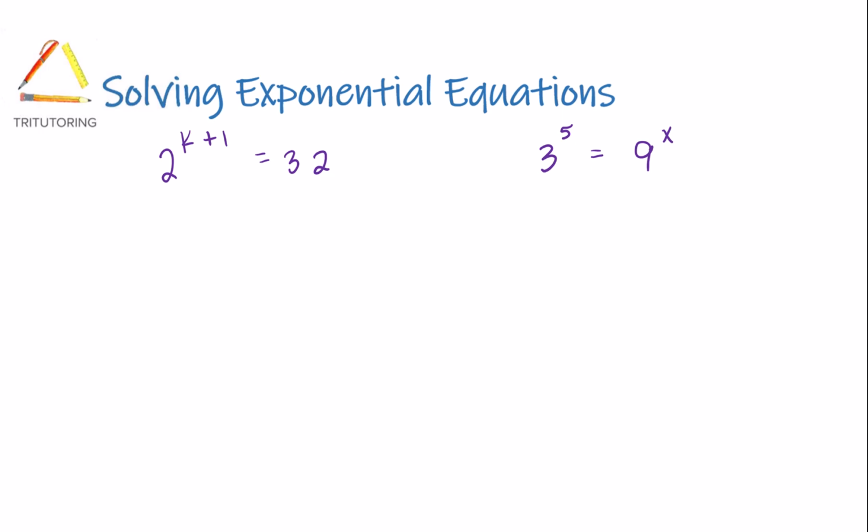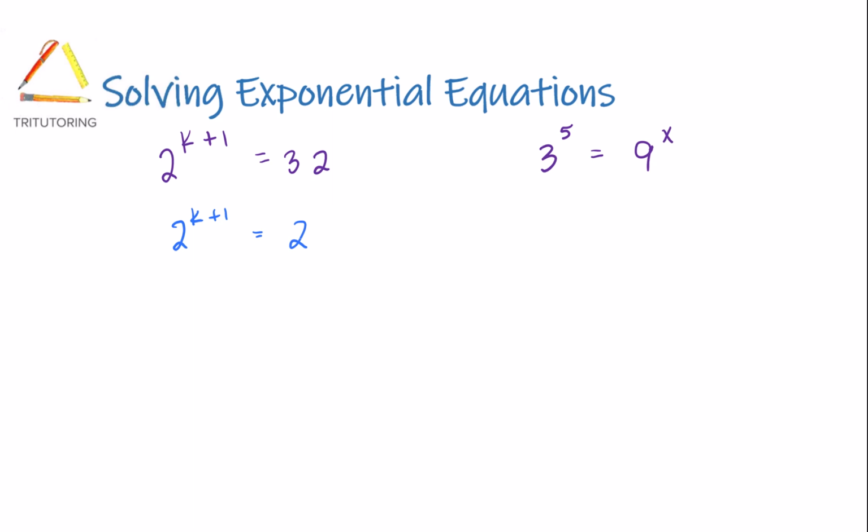For the last two equations, notice that we do not have the same base on both sides. On the first one, I have 2 to the k plus 1 equals 32. My first goal is to try and make the same base on both sides. A lot of times this means I could use the smaller number. So I see that I have a base of 2 and a base of 32. I probably want to use a base of 2 on both sides. So I wouldn't need to change the left side, but I'm hoping I can rewrite the right side as 2 to the something.